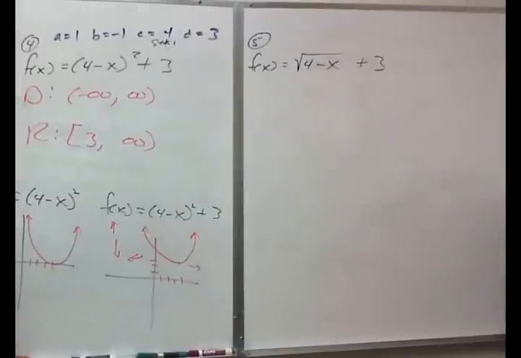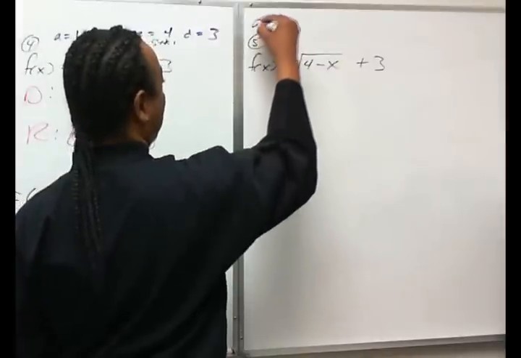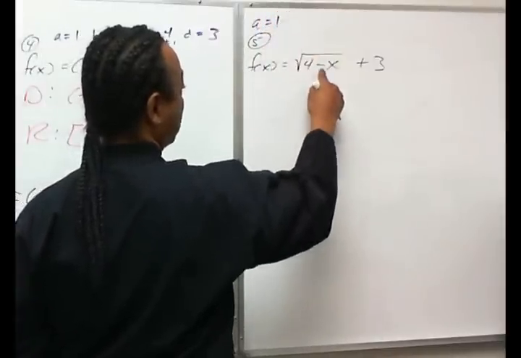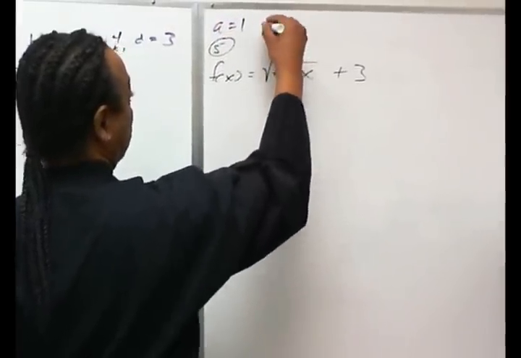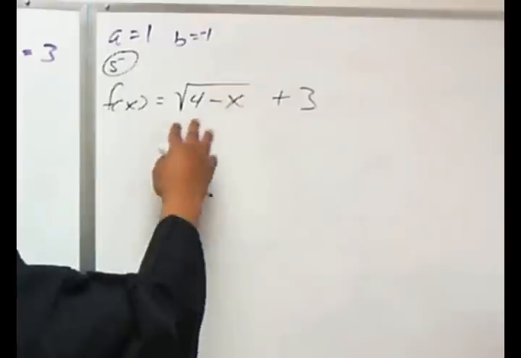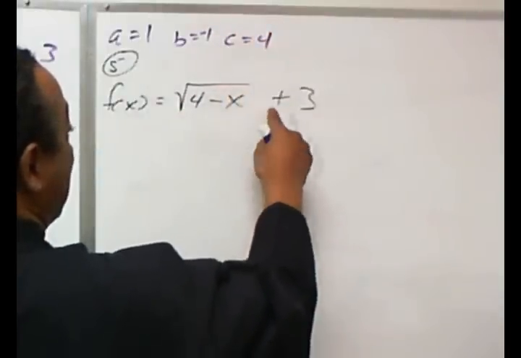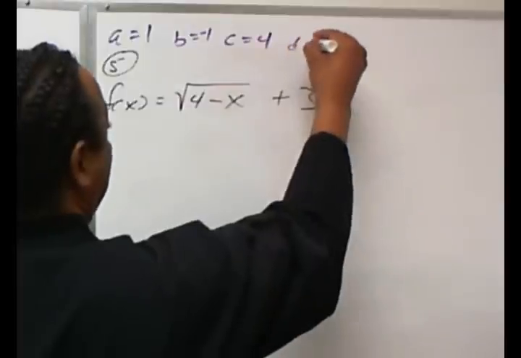Alright, so number 5. Our parameters are a, which is 1, which is any number on the outside. The b parameter is any number that's on the x. That's a negative 1. The c parameter is anything that's adding on the inside, and that's a positive 4. The d parameter is anything that's adding on the outside. This time that's a positive 3.